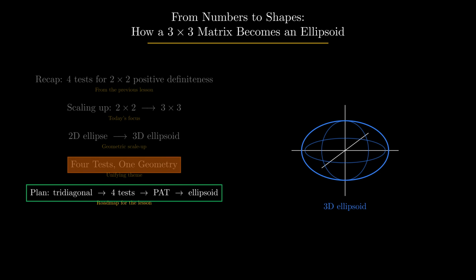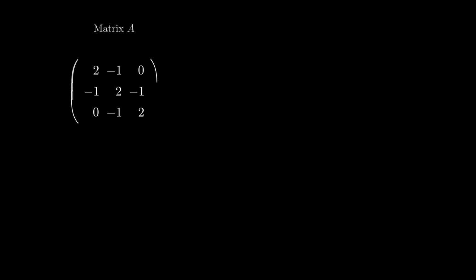ellipsoid, axis by axis. Meet our matrix A, a tridiagonal 3x3 with 2's on the diagonal and the negative ones just off the diagonal. The corners contain zeros.